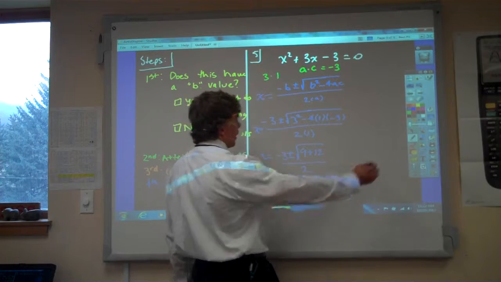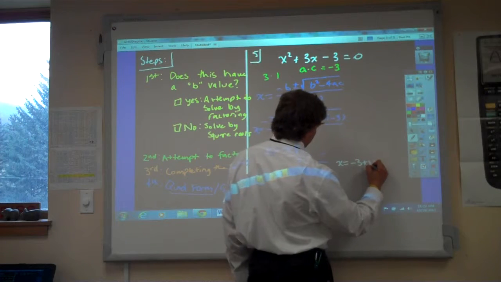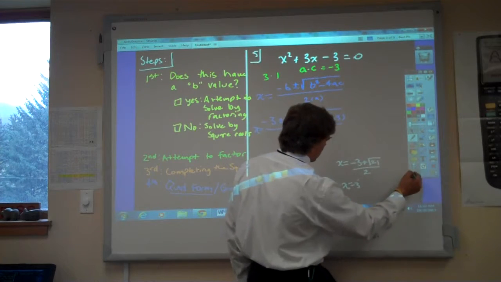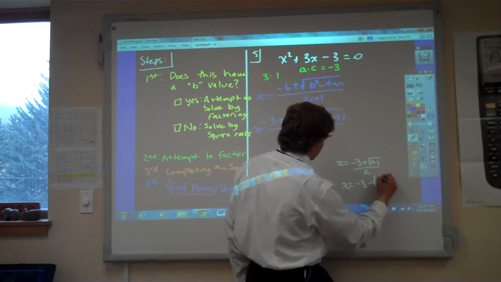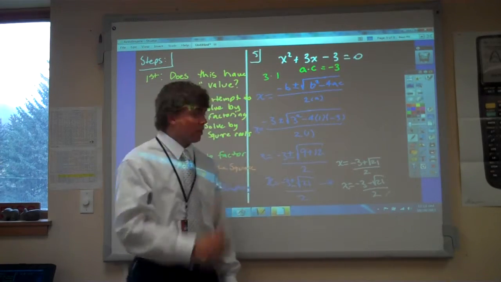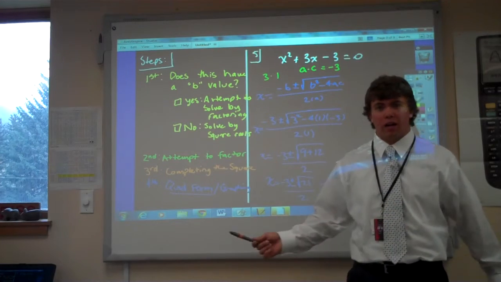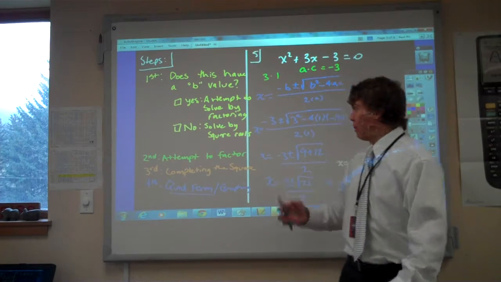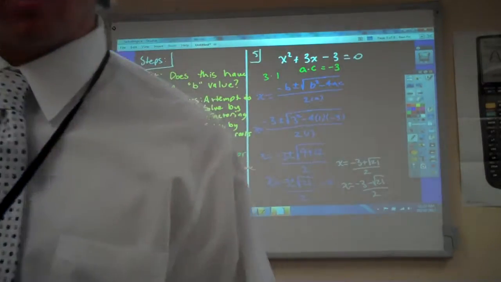So we'll rewrite this in our answer form, where x equals negative 3 plus the square root of 21 over 2, and x equals negative 3 minus the square root of 21 over 2. So that would be your solution in this case. So again, this is sort of guidelines. It's not a full-on every single time this will work. You have to make sure that you think critically, apply what you know, but in general, these are the steps that you want to take in finding your zeros. So good luck.